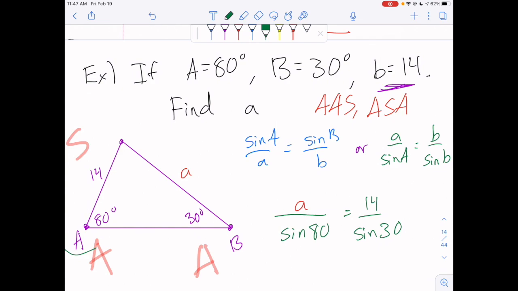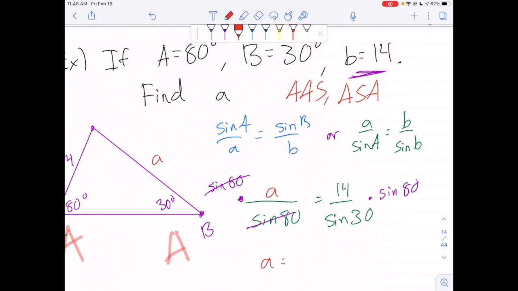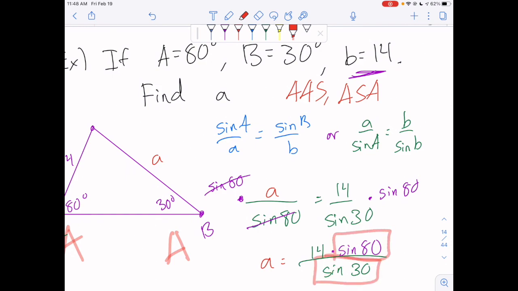So in this case here, hopefully you guys are pretty comfortable with your calculators. In order to solve for a, I need to multiply both sides by sine 80. Whatever you do to one side, you do to the other. Sine 80, these will cancel out. So you're left with a equals 14 times sine 80, right? That sine 80 goes above, over sine 30. Okay. Keep in mind, don't be like, oh, the sines cancel out. Okay, that's not true. This is just one number and this is one number itself.